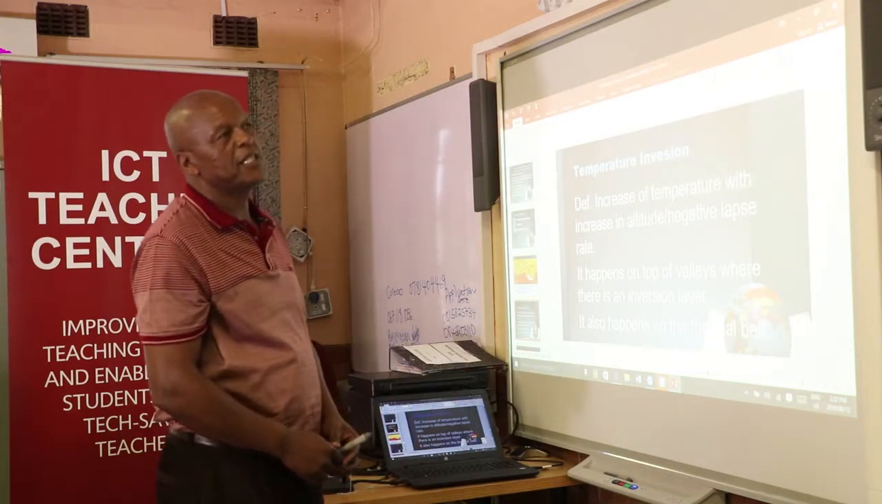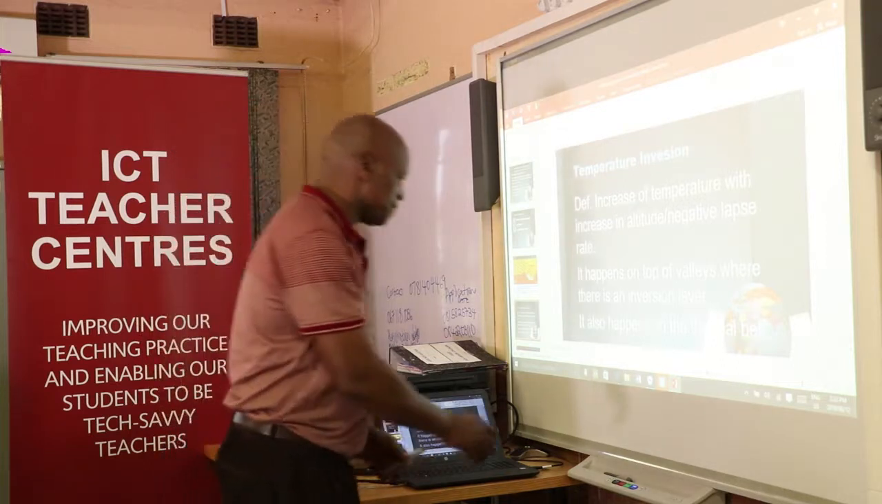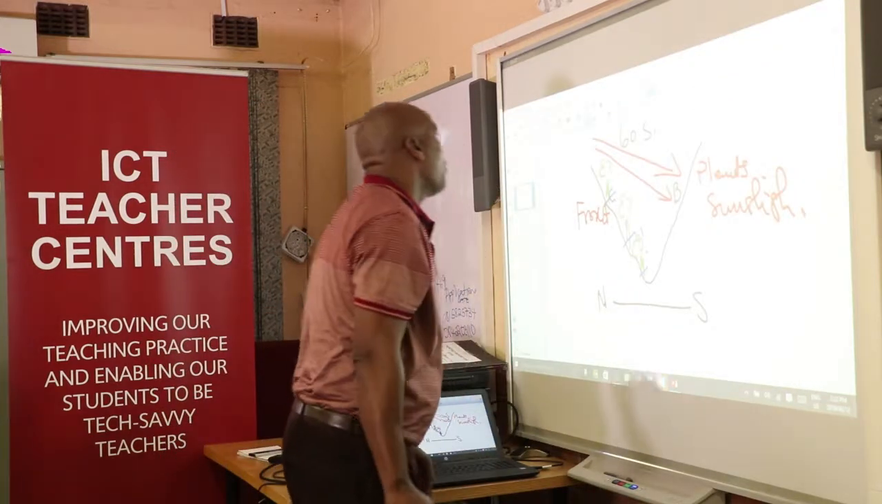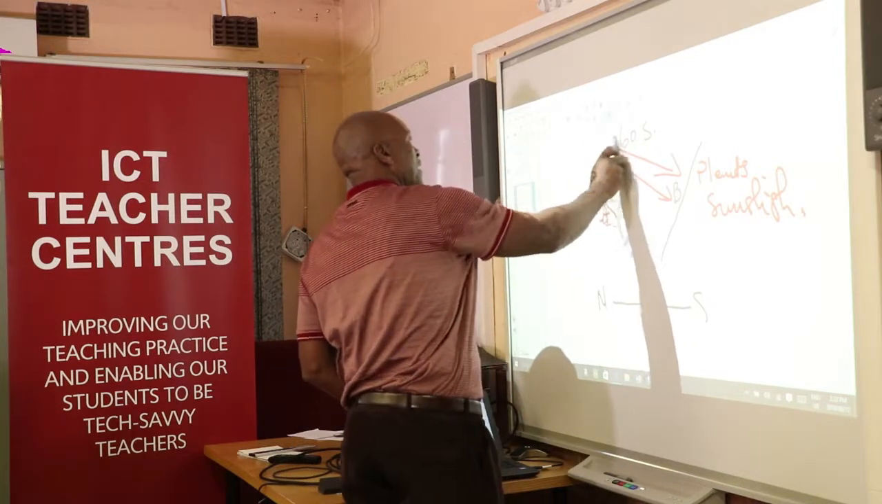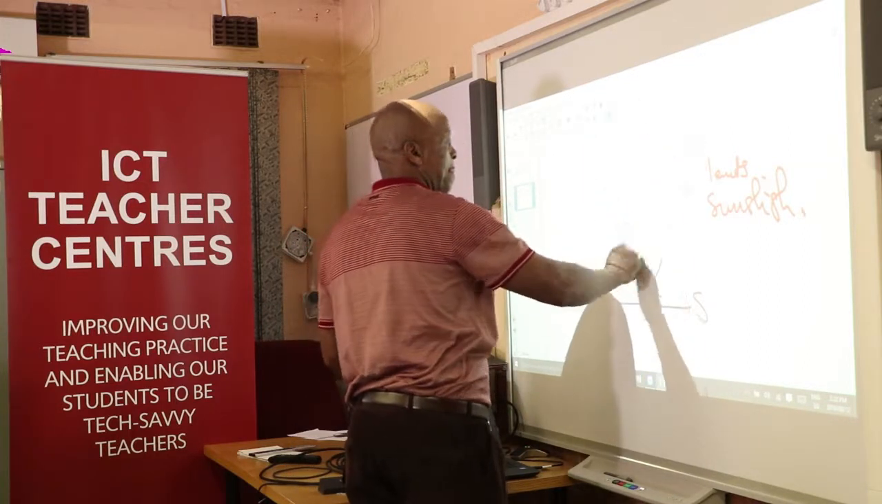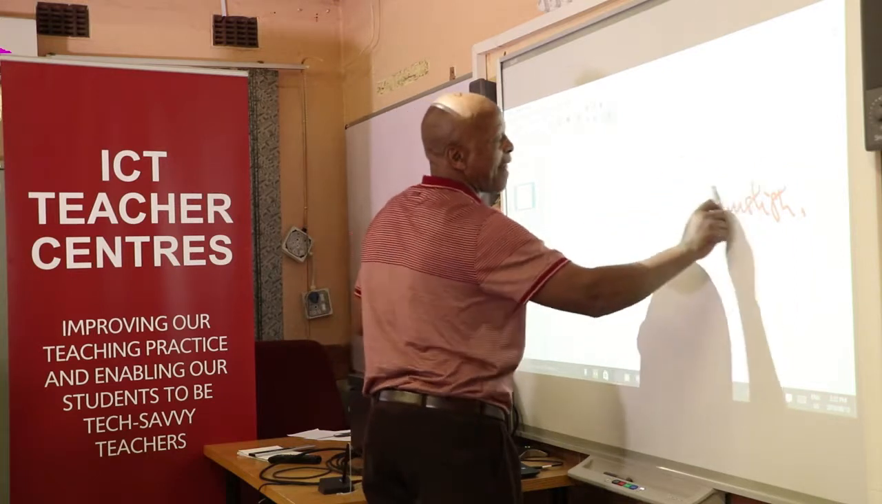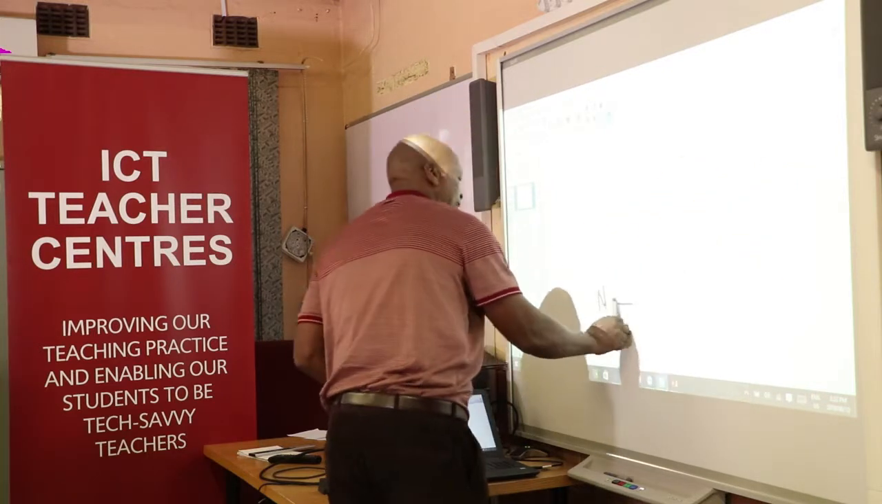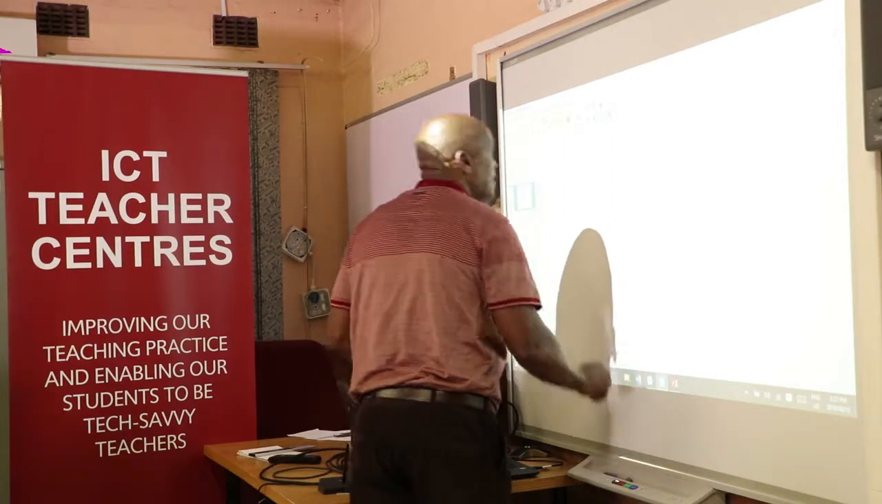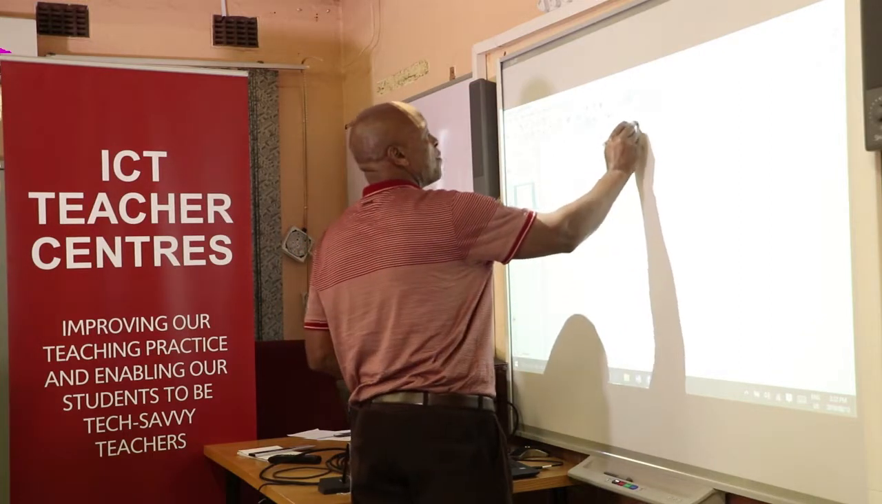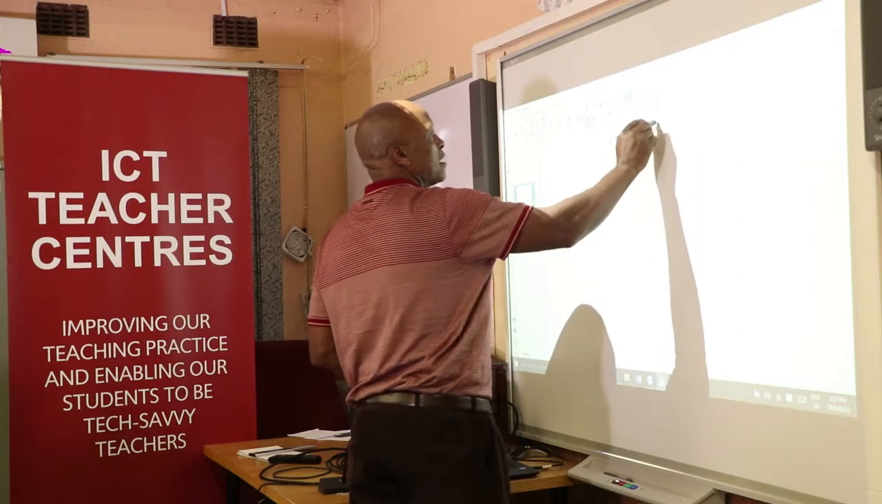Here is this temperature inversion. Please. What is temperature inversion? I just want to make sure about this one and put the diagrams at the side.